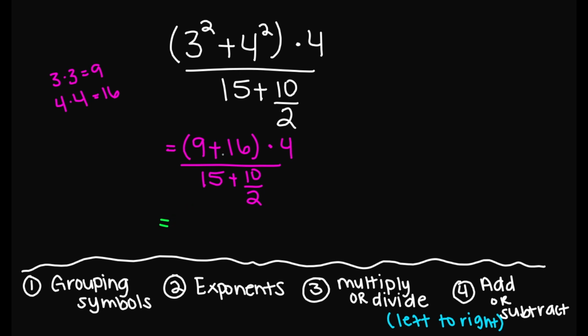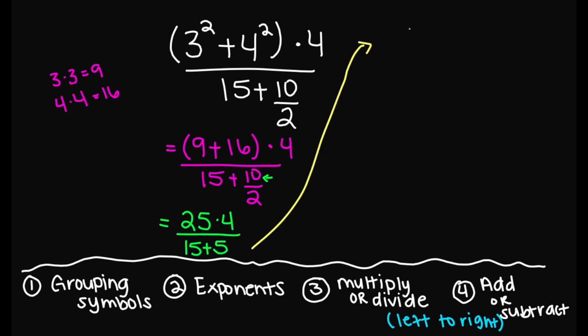9 plus 16, this is going to equal 25. So you have 25 times 4 in my numerator. And then my denominator, you have 15 plus 10 divided by 2. This is going to equal 5. So your denominator, you have 15 plus 5.